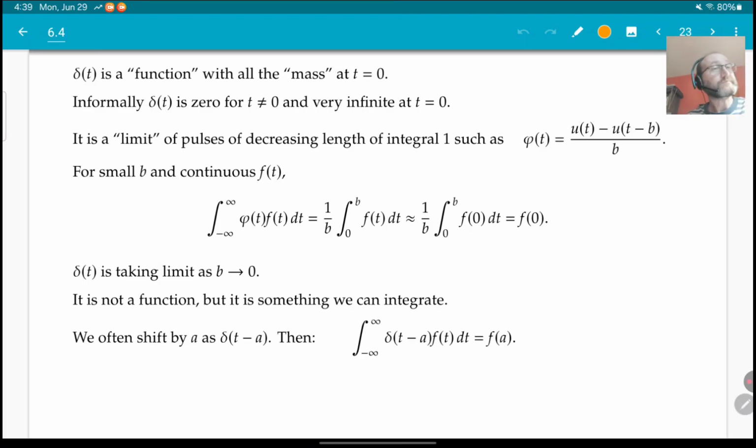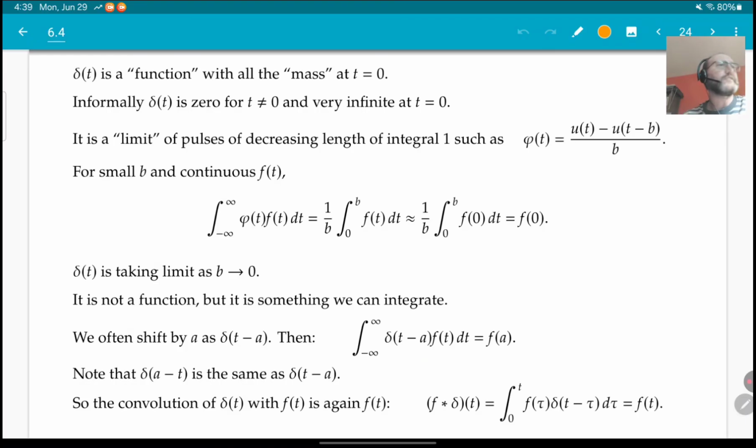Okay. Now we can also shift the delta, and if I shift it by a, all it does is change which point it picks out. So if I shift it by a, it evaluates the function at a rather than at 0. That's just by change of variables. So we can evaluate the function at any point that we please. It's also symmetric, so delta of a minus t is the same as delta of t minus a.